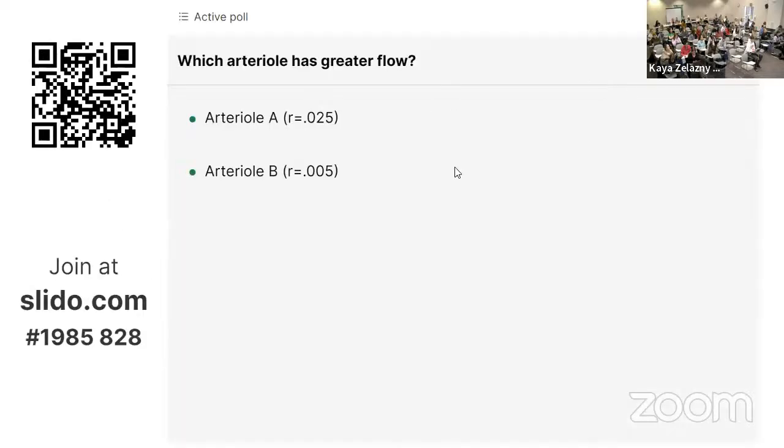Put up the question for voting between arteriole A and B.